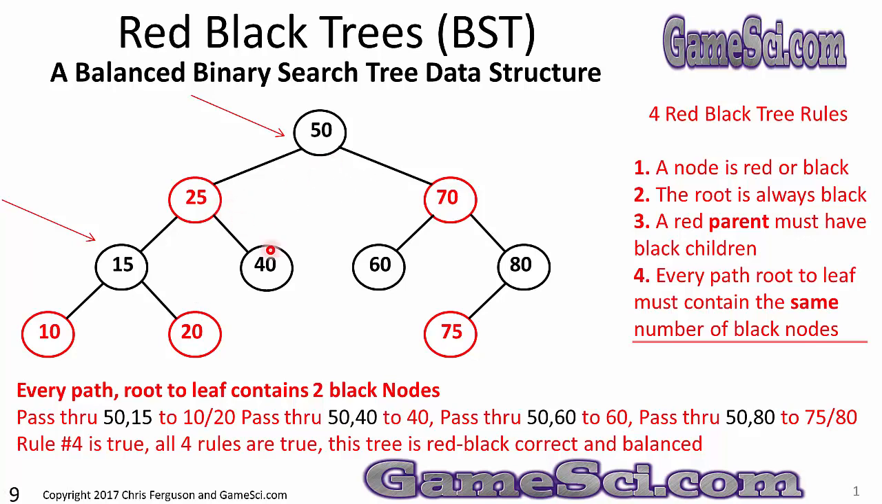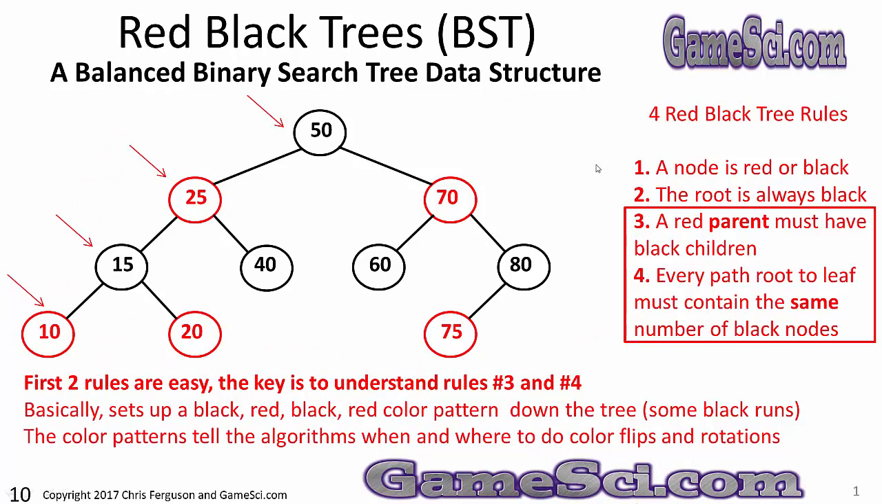You pass through 50 and 40 to get to 40. You pass through 50 and 60 to get to 60. Every time, every path, we're going through exactly 2 black nodes. You'll even pass through 2 black nodes, 50 and 80, to reach 75 or 80. Rule number 4 is true in this case. That means all 4 rules are true for this tree. This is a red-black correct tree, and it is a balanced tree. When these 4 rules are true, you can bet you have a balanced binary tree.